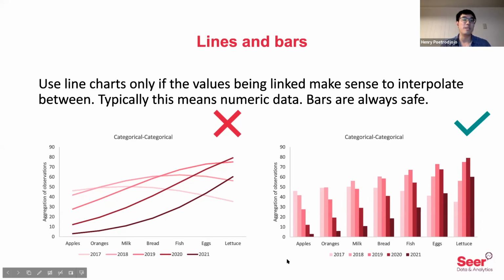Now, suppose we really want to use a line chart for whatever reason. How can we change our variables for this to make sense? If anyone has any idea, feel free to shout out.